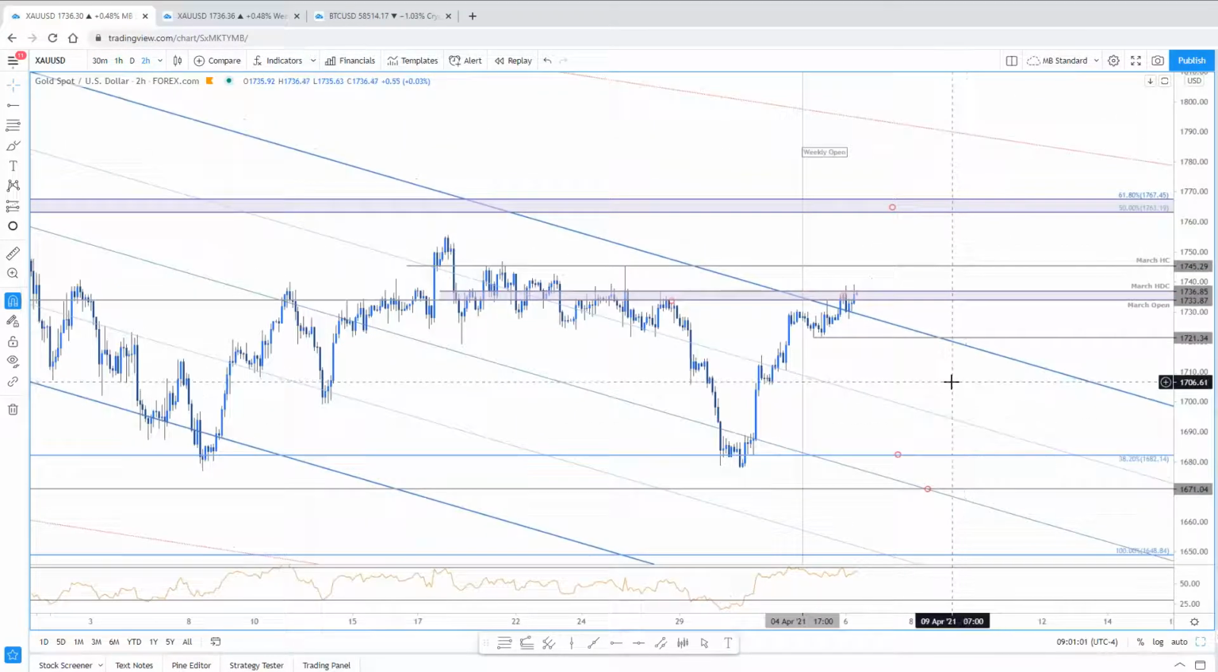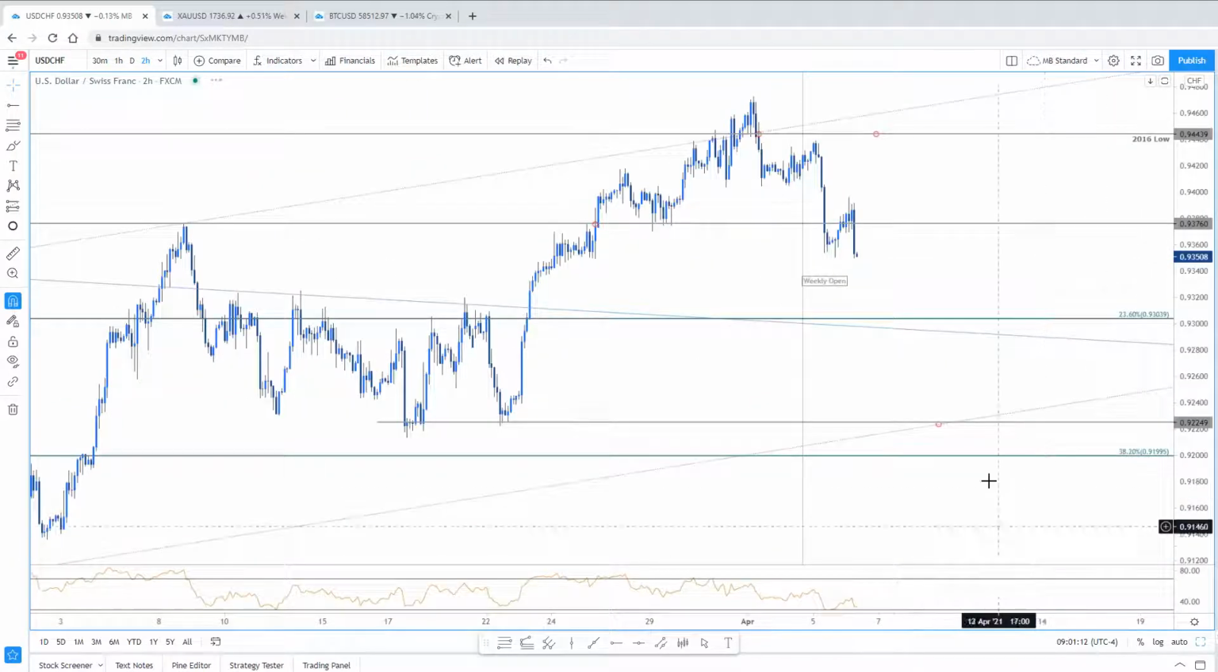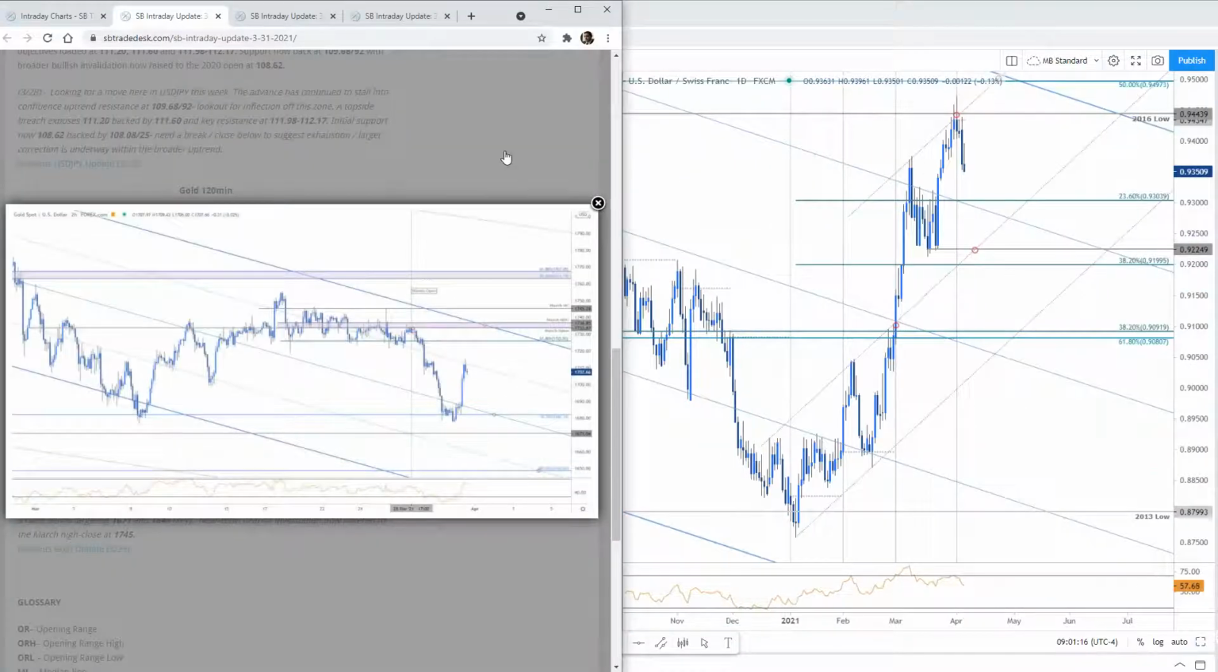This is gonna be pretty big this week as we open up the first full week of April trade. You're gonna see a lot of talk on this. Okay, last two here. Dollar Swiss, I'm not trading it, but I did just want to give a highlight on where the trade has been progressing.